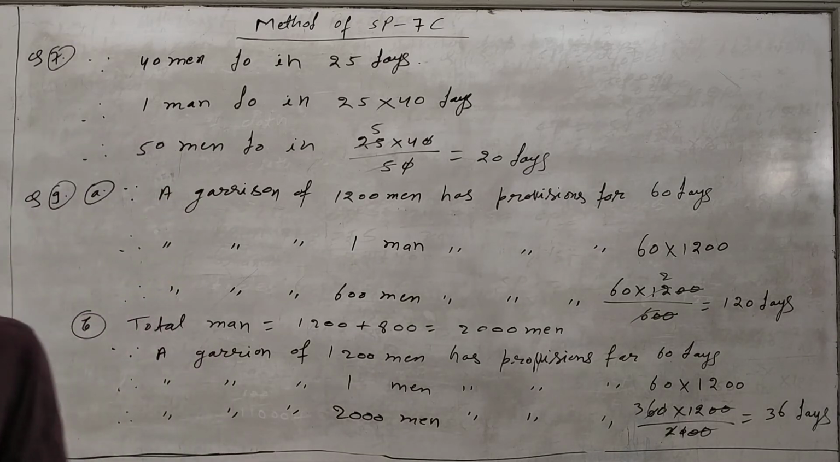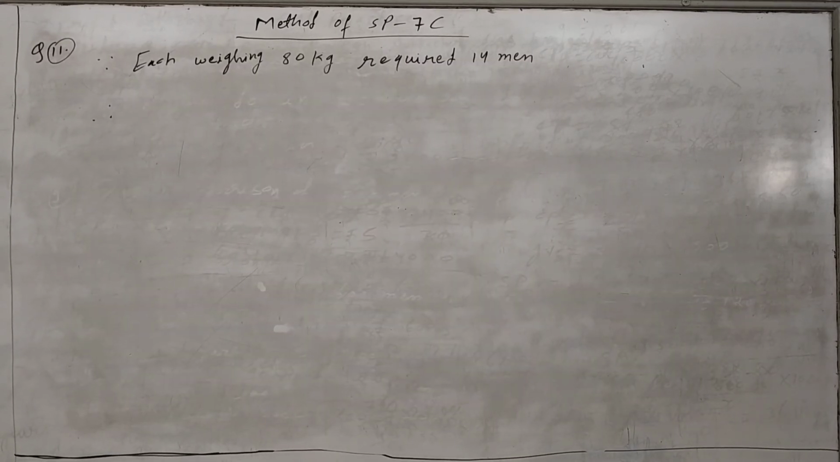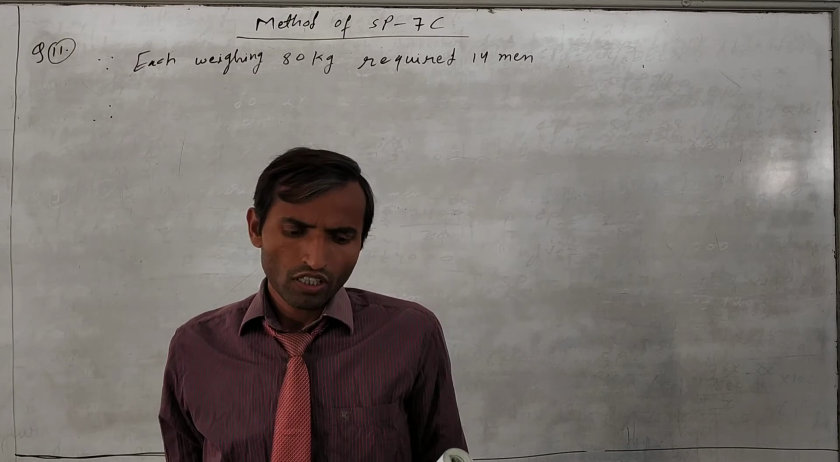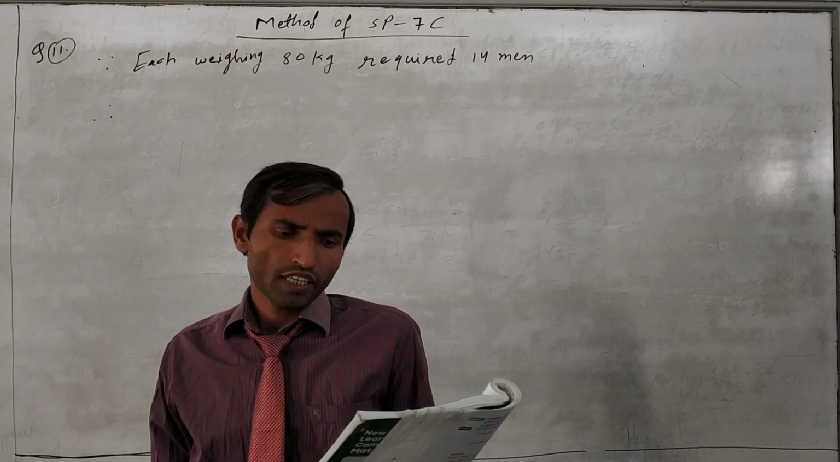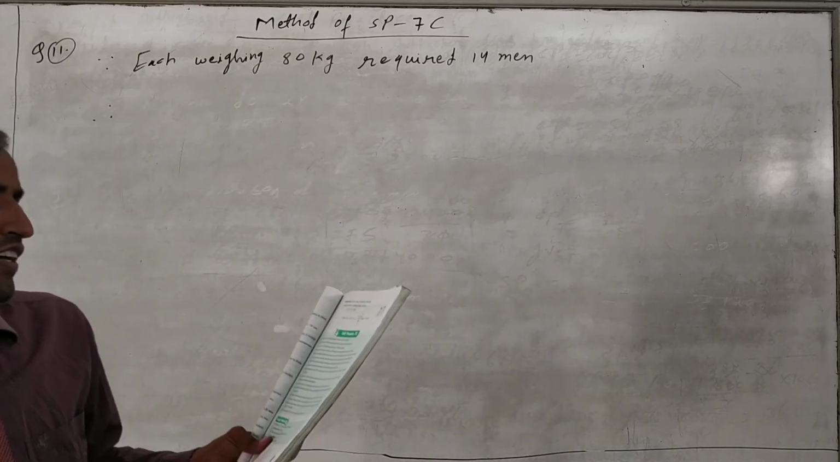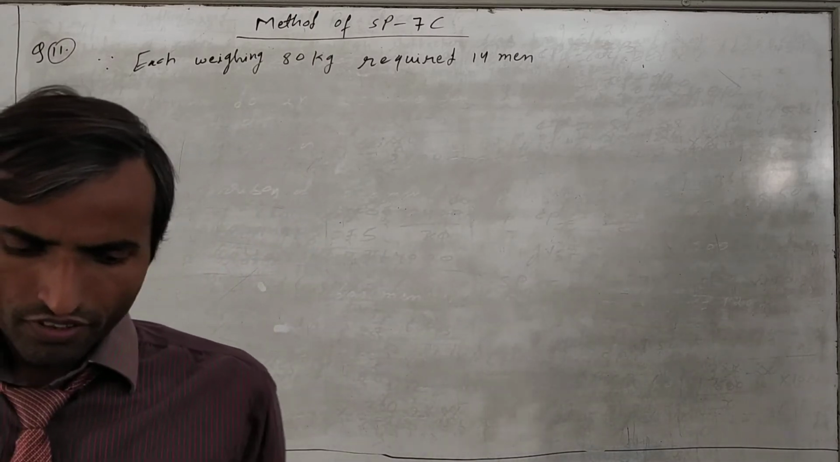Now we have to solve question number 11. All of you read the question number 11. First of all, whatever is given in that, you have to understand. In question number 11, it is given: the greatest safe load for a lift is 14 men, each weighing 80 kgs. How many people each weighing 70 kgs can it take safely?